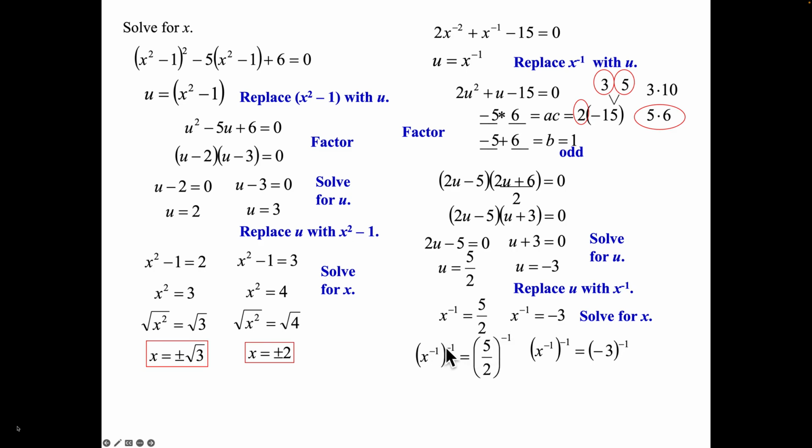So negative 1 to the negative 1, that's a multiply the powers. That's going to give me x. 5 halves raised to the negative 1 power, that's your negative exponent rule that says just flip the fraction. X is equal to 2/5. We'll do the same thing over here. We'll treat negative 3 as if it's over 1. Flip it, 1 over negative 3, or you can think of it as negative 1/3.